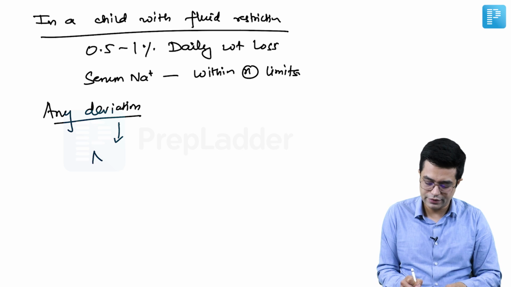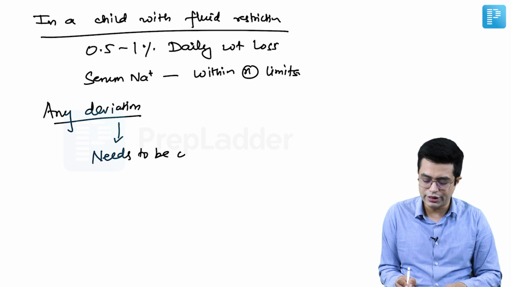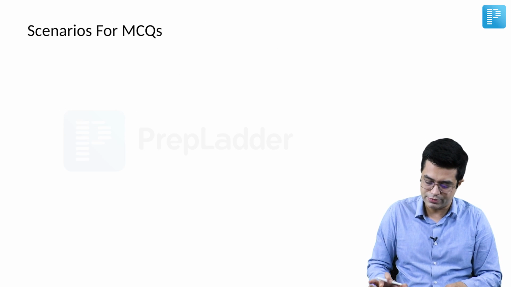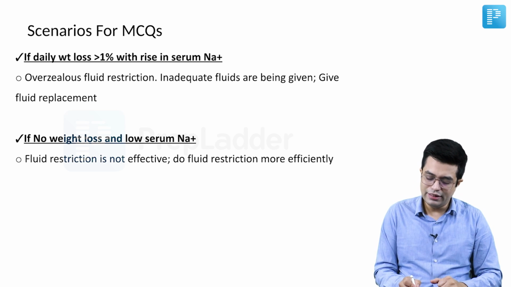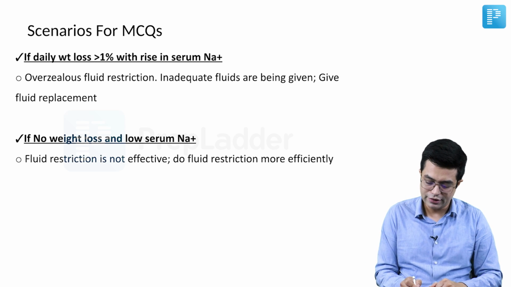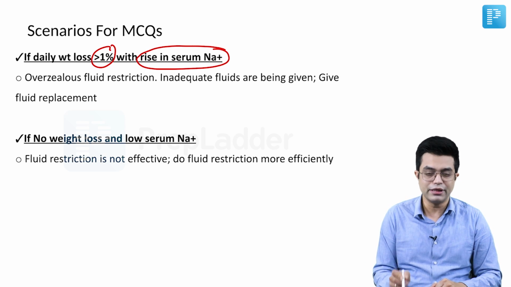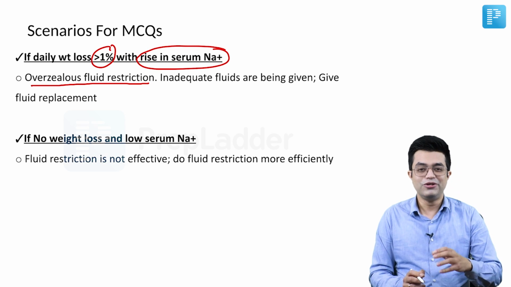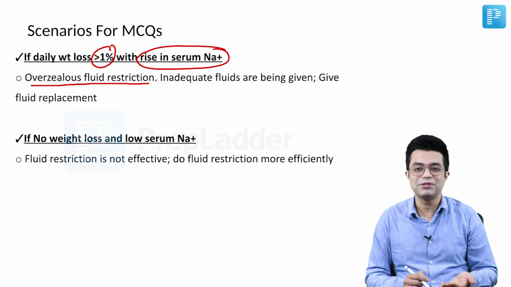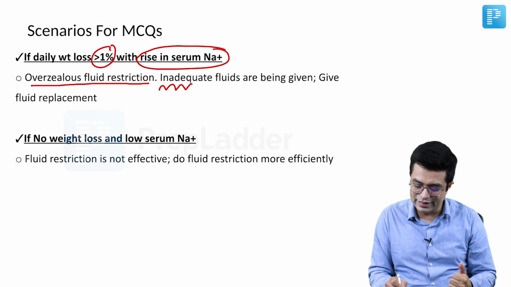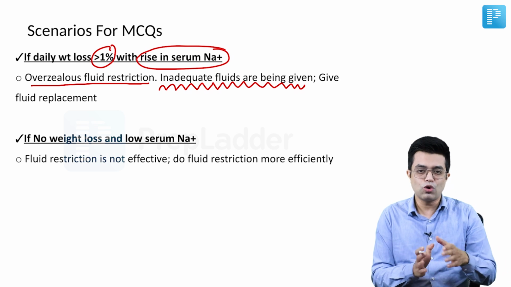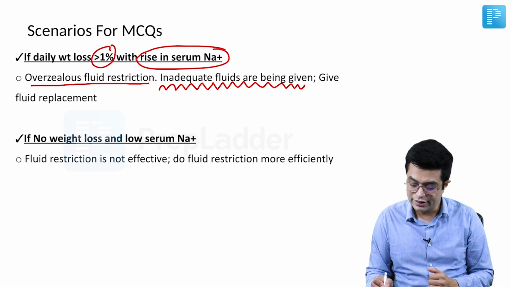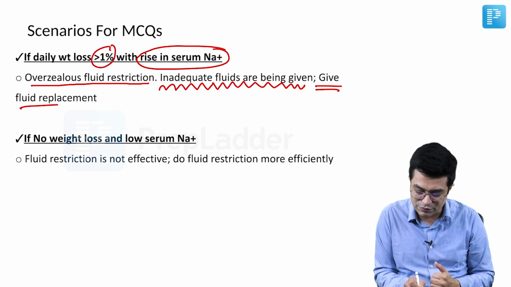needs to be corrected. Now, there will be two scenarios you can get in the MCQ exam. You can also get them in your practical life as a pediatrician. First scenario, if there is daily weight loss more than 1% with rise in serum sodium, as has happened in this child, you should suspect that there is overzealous fluid restriction. You have restricted more fluid than was needed, and so inadequate fluids are being given. There is hemoconcentration, and so the serum sodium has risen in this child. What you will do is give fluid replacement.